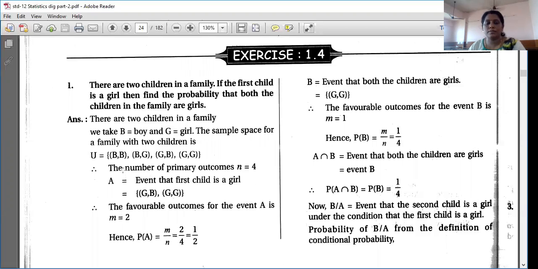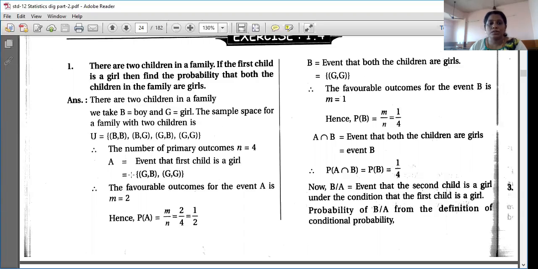So the first sum is, all of you look at your textbook. There are two children in a family. The first child is a girl. Then find the probability that both the children in the family are girls. Okay, now two children in a family. So what will be the sample space? So the sample space will be boy girl, boy boy, girl girl or girl boy. Okay, these are the possibilities.